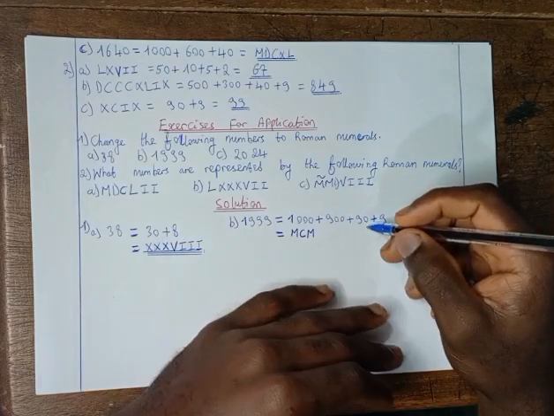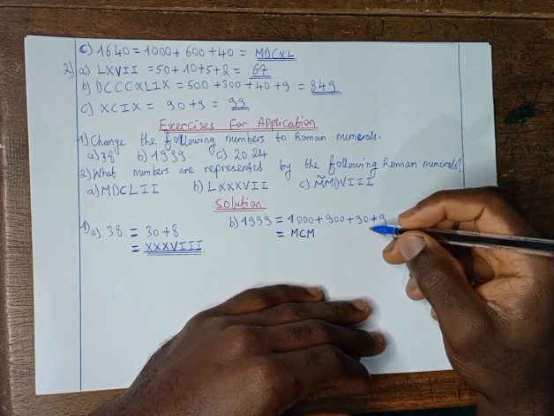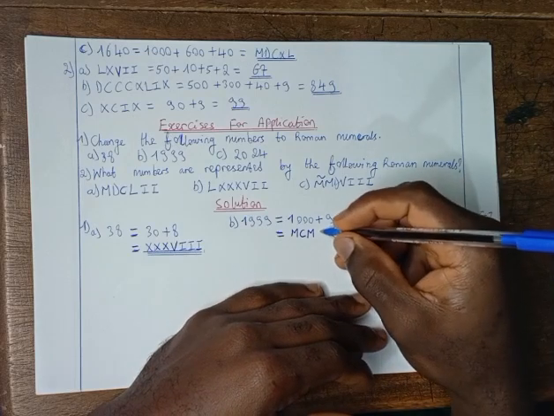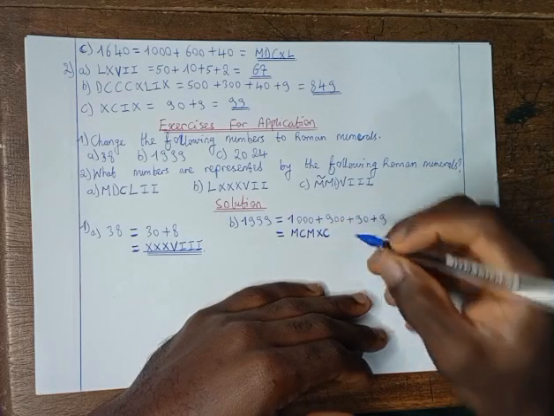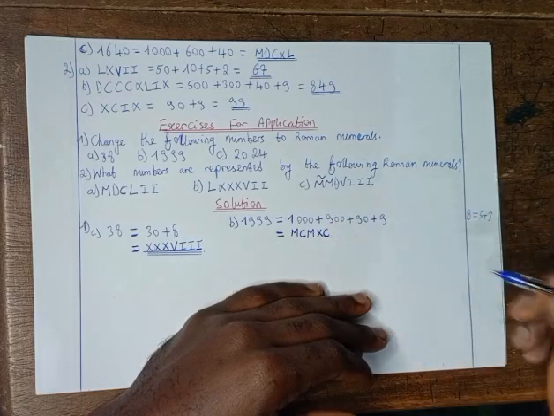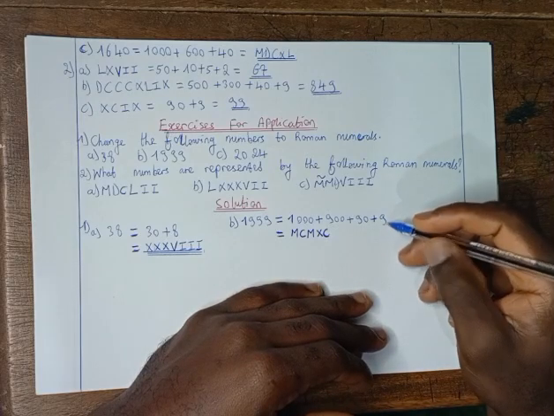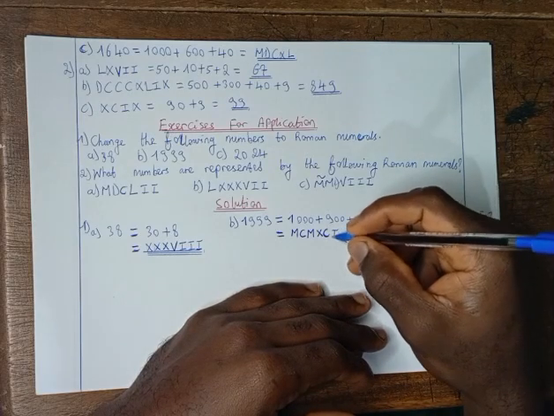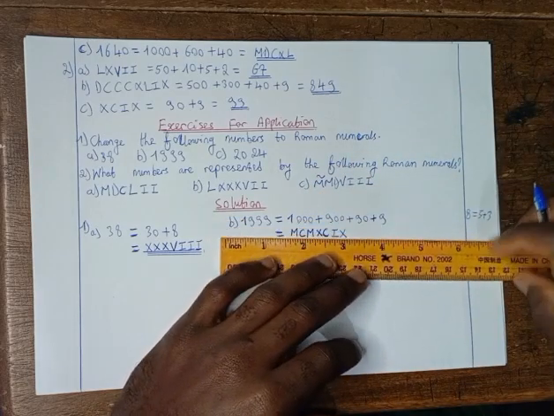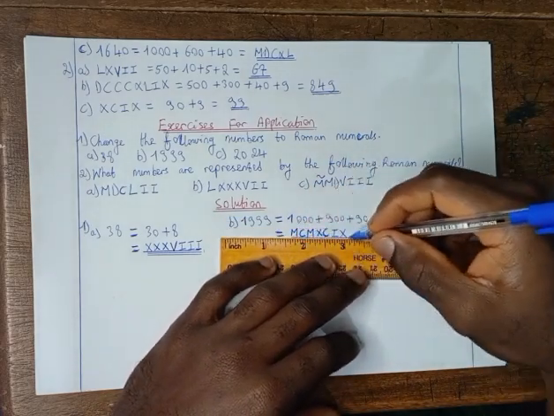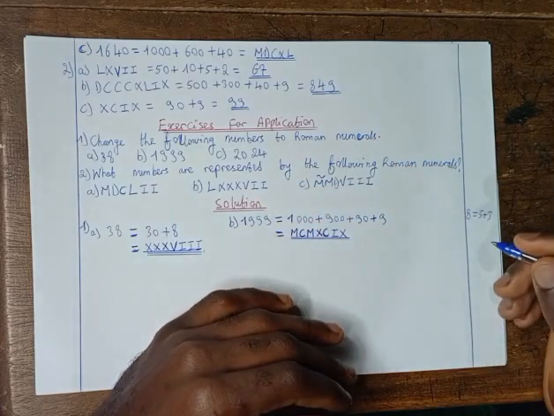Next, 90. We know 90 is the same as 100 minus 10. We're going to write down XC. This simply means we are subtracting 10 from 100. Next, 9. We know 9 is the same as 10 minus 1. So IX. We are done with the representation of the number 1999 in Roman numerals.